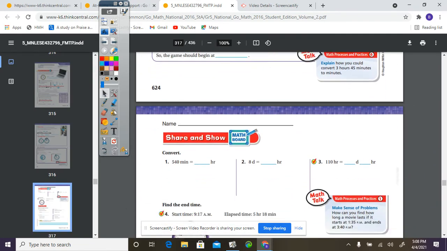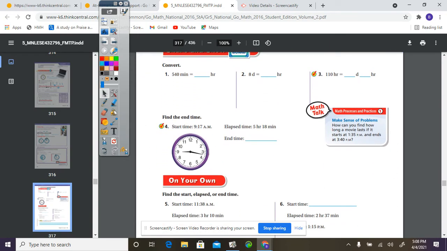Okay, so we're going to scroll down a little bit, and there are different types of problems that they're going to give us, but we're going to look at the conversion section first. On number 1, they have 540 minutes equals blank hours. So we know that there are 60 minutes in an hour, right? And we are going from small to big. So remember, small to big, you are dividing, okay? You're dividing 540 by 60 to find your answer, okay?